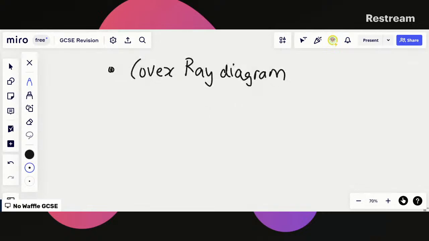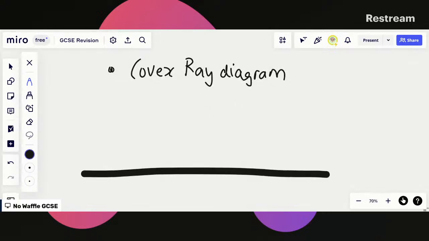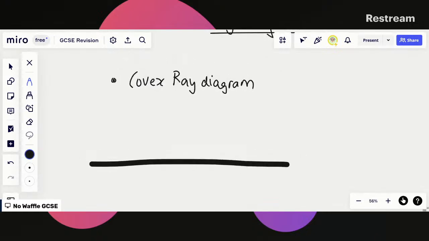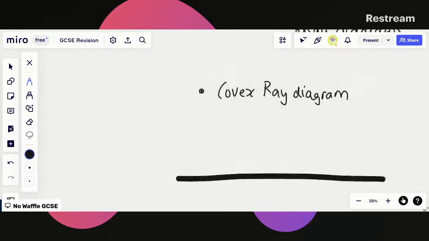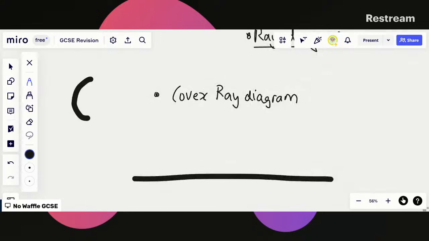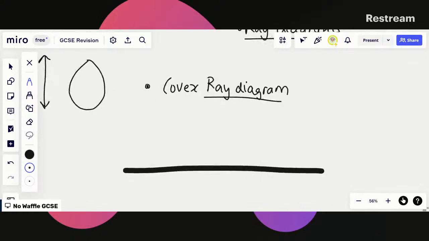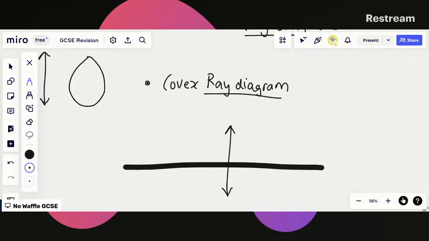So you'll start off with a line. And on this line, you're going to have your lens. So remember, we talked about how convex lenses, even though they're shaped like this, in a diagrammatic form, so on a ray diagram, convex lenses are represented with a line with an arrow going up and an arrow going down. So let's draw the convex lens in the middle. So that acts as our convex lens.